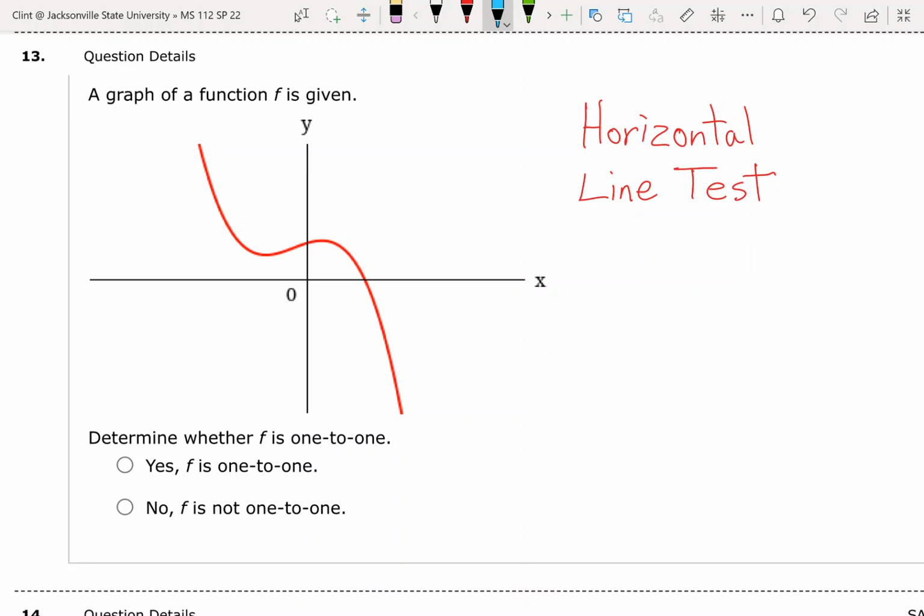This one's not, and it's maybe a little harder to see on the screen, but somewhere in here, if you draw in a line, it would touch more than once. I'll try to give you one that's more obvious than that. So this one is not 1-to-1. So that would mean this function does not have an inverse.